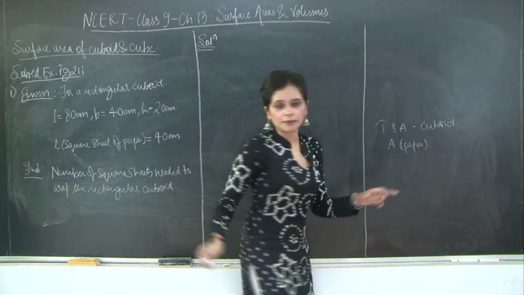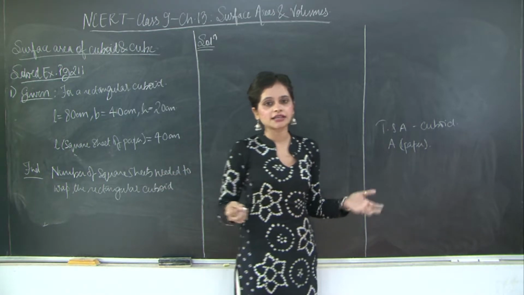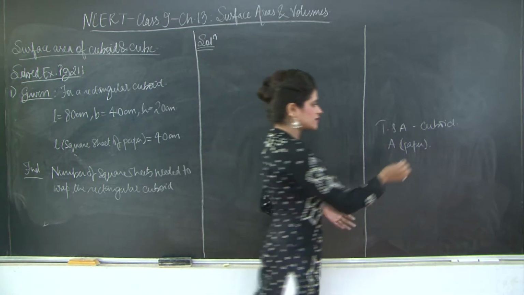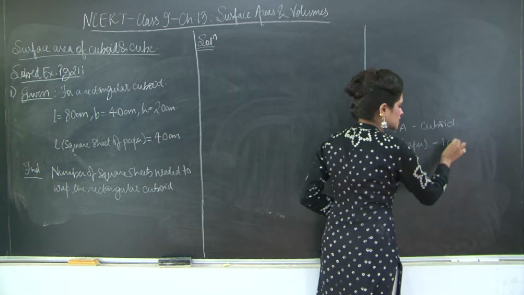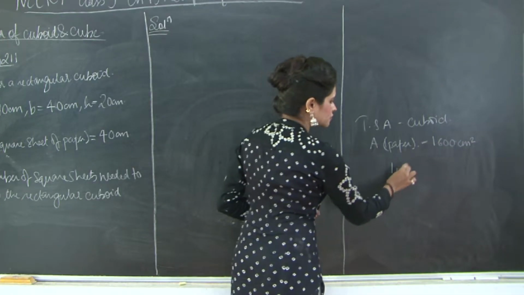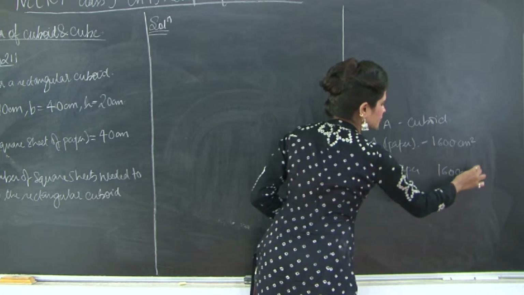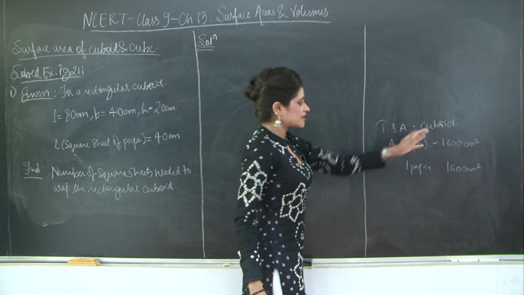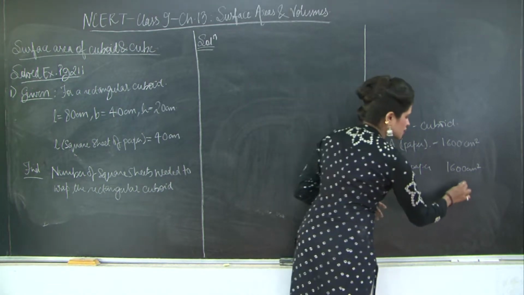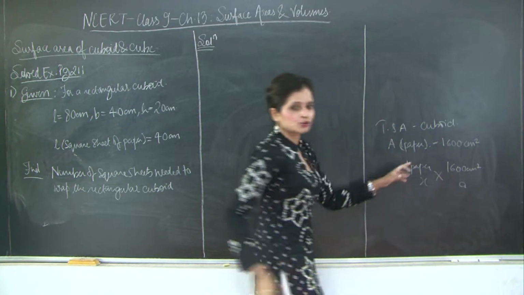So, area of a paper is going to be what? 40 into 40 because it is a square paper. We know that the area for a square is side into side. So, this is going to be 40 into 40 which is 1600 centimeters square. So, one paper can cover 1600 centimeters square. But let's say the total surface area of a cuboid is A centimeters square. Then the number of papers required is going to be question mark.